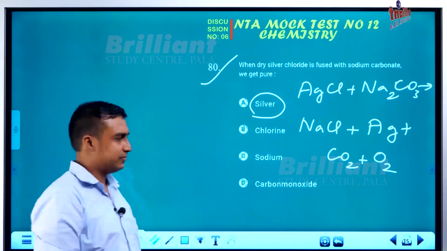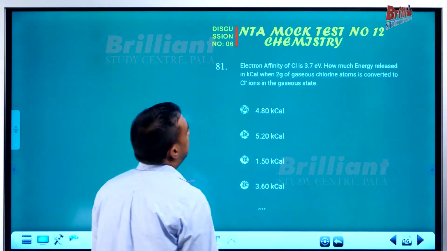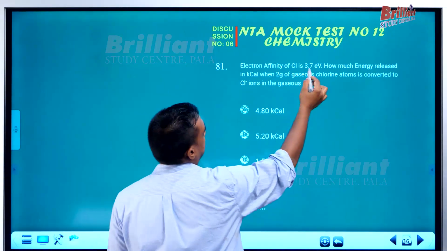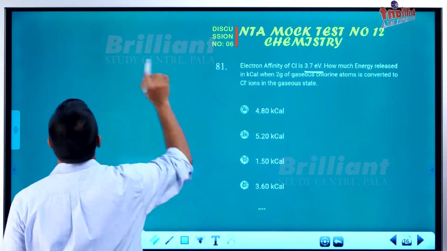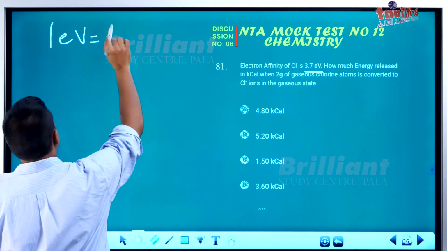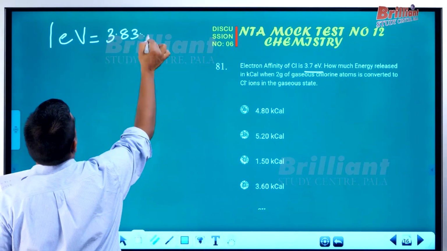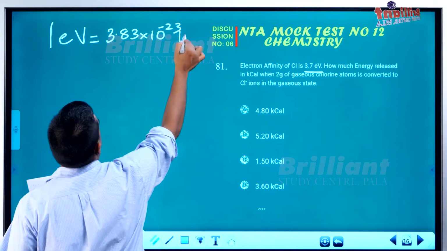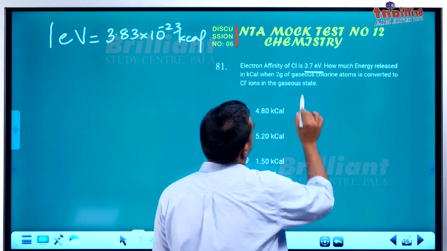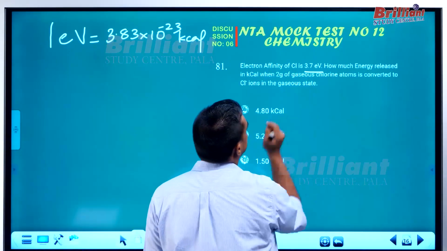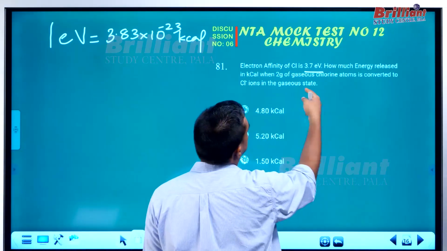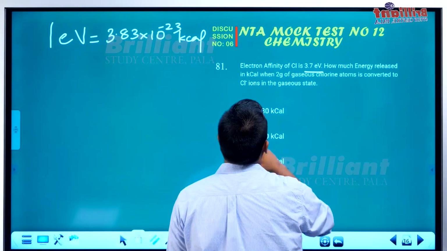Coming to the next question. Electron affinity of chlorine is 3.7 electron volt. One calculation that you have to know is that 1 electron volt is equal to 3.83 into 10 power minus 23 kilocalorie. Electron affinity of chlorine is given for one chlorine atom. How much energy is released in kilocalorie when 2 gram of gaseous chlorine atom is converted to Cl minus ions?